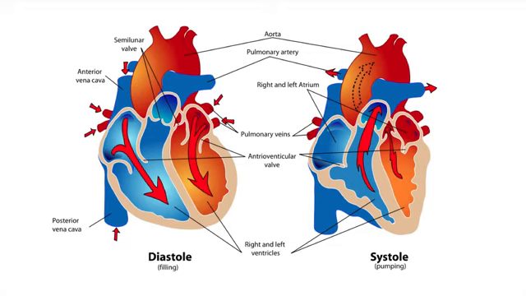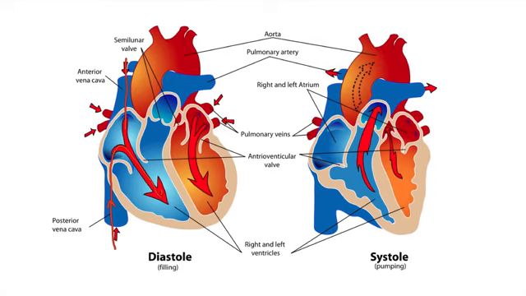Blood comes back from the body and it enters into the heart via the vena cava. So you can see blood is flowing into the vena cava. We have the posterior vena cava and we have the anterior vena cava, and blood is coming in, entering into the right atrium. As it enters into the right atrium, the atrium contracts, and that pushes the blood into the right ventricle.